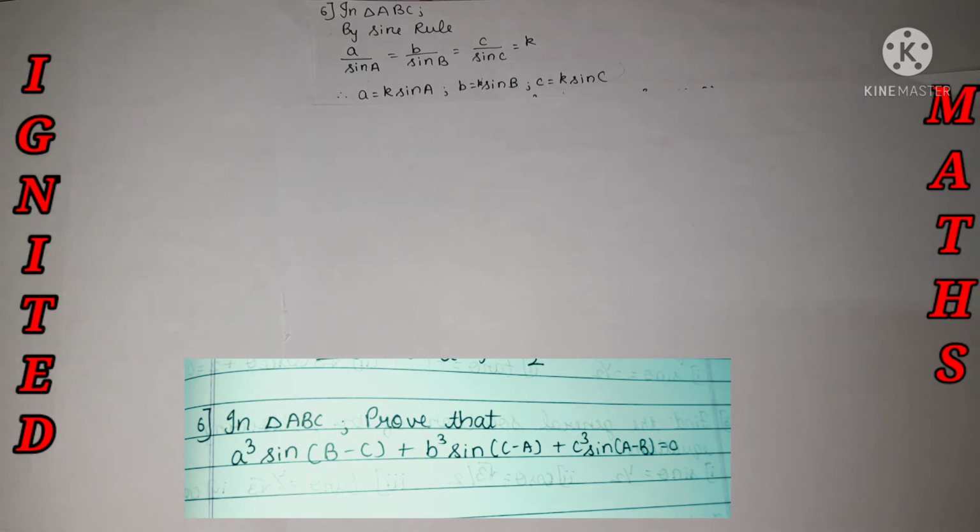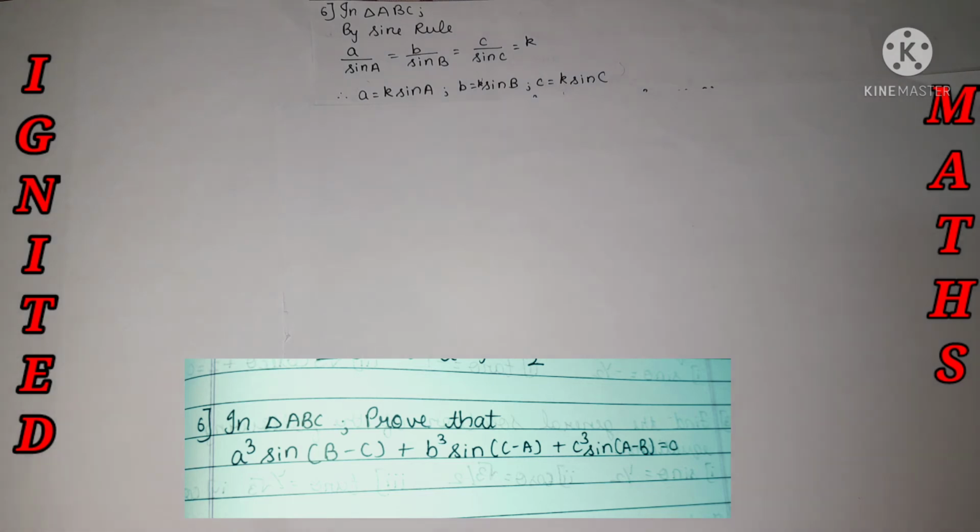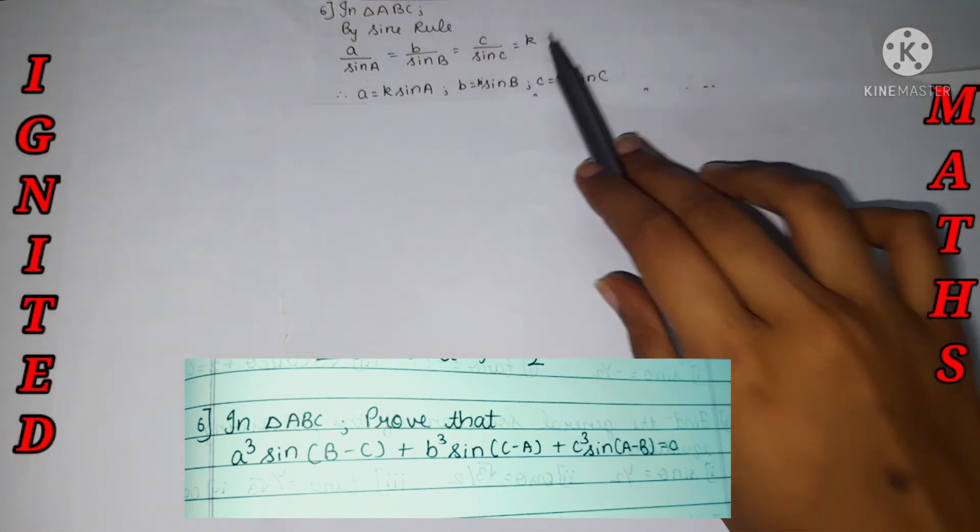By the sine rule, we know that a by sin A is equal to b by sin B is equal to c by sin C. We'll just represent it as a constant k, in which a is equal to k sin A, b is equal to k sin B, and c is equal to k sin C. Now we are going to put the value in the LHS value.